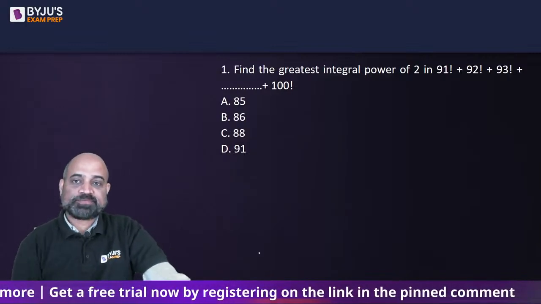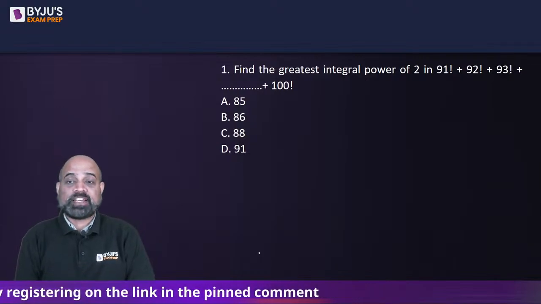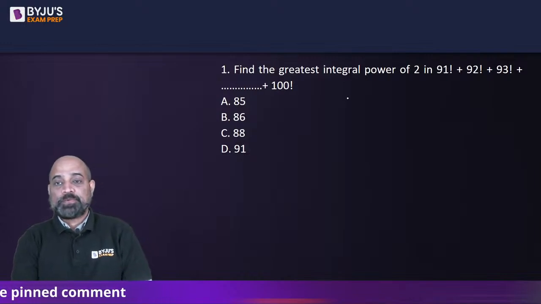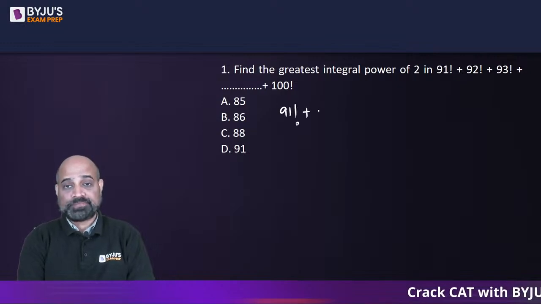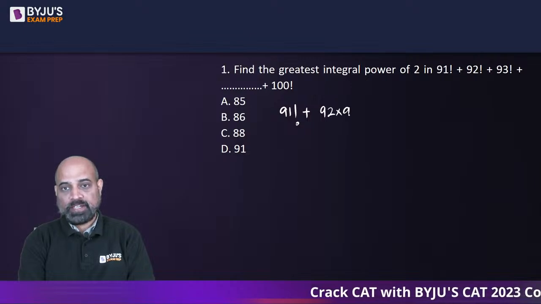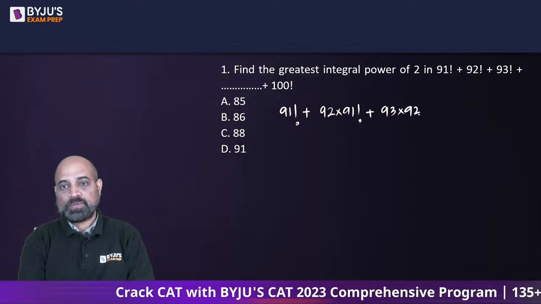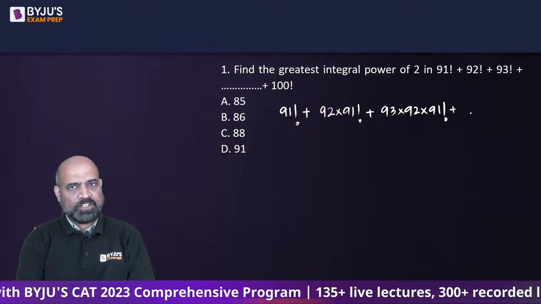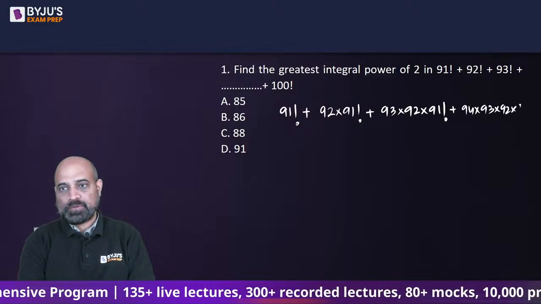The first question: find the greatest integral power of 2 in 91 factorial plus 92 factorial and so on up to 100 factorial. Well, we can write 91 factorial as 91 factorial, 92 factorial as 92 into 91 factorial, 93 factorial as 93 into 92 into 91 factorial. Let's write down one more. 94 factorial as 94 into 93 into 92 into 91 factorial.